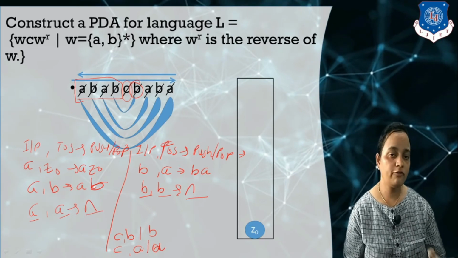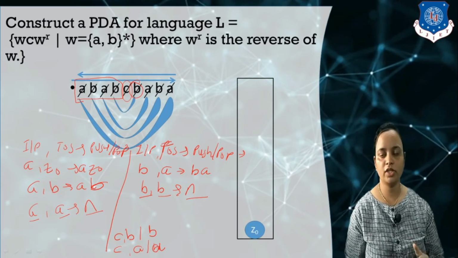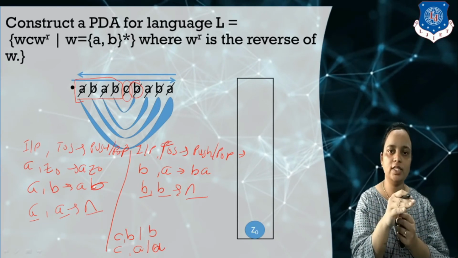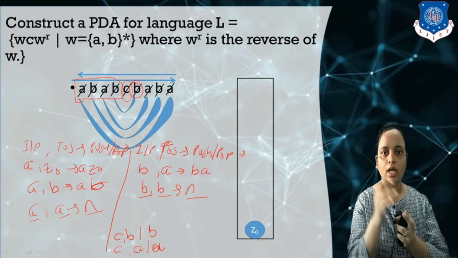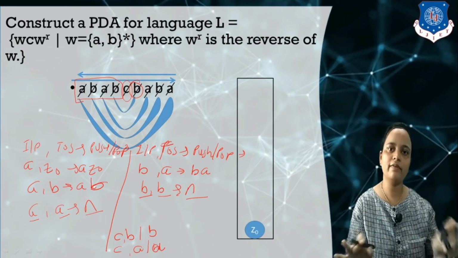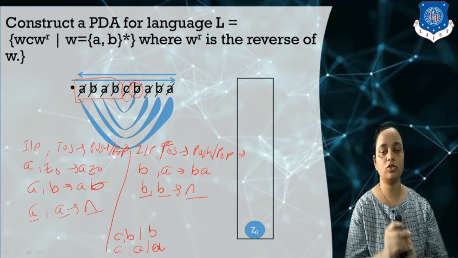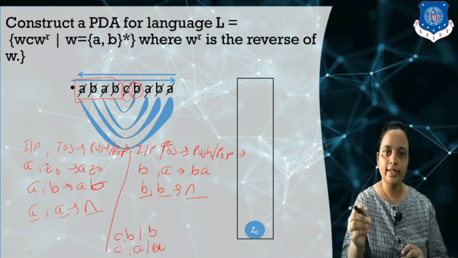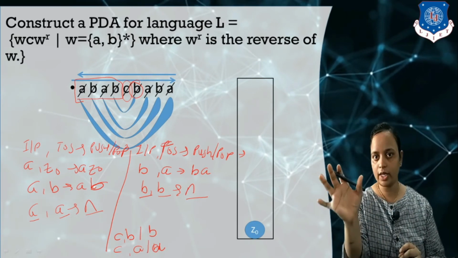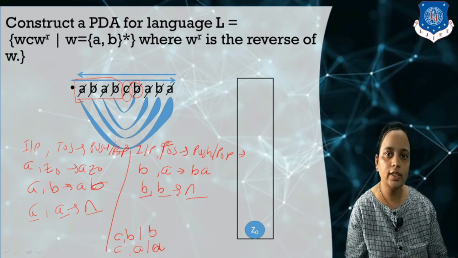Now if you see, for a pop operation there are only two things: if the input and the top of the stack are equal. It means if my input is A and my top of the stack is A, then we are performing a pop operation, otherwise not. So there is a restriction on pop. In this way we can compare this. The first term is the reverse of the second term. So how can we know that this is the reverse term?